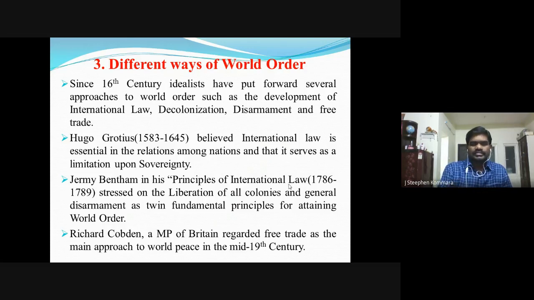Since the 16th century, idealists put forward several approaches to establish a good world order. So, the development of international law, it is the essential need. And another one is decolonization. Many countries, many areas were occupied by the British Empire. అందుకనే రవి అస్తమించని సామ్రాజ్యం అని కూడా మనం పిలుస్తాం. So the British government ruled so many colonies, so many states, so many countries. That is why they are called colonies. So in the concept of decolonization, it is one of the important ones.